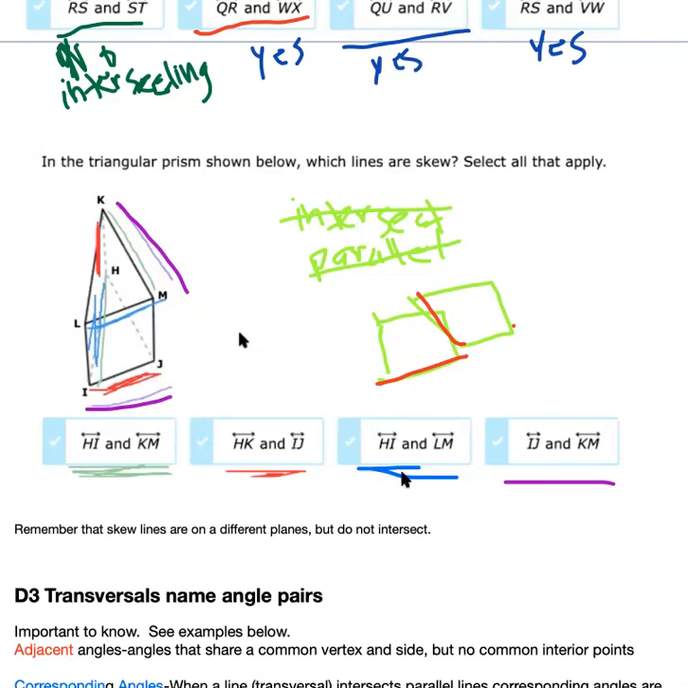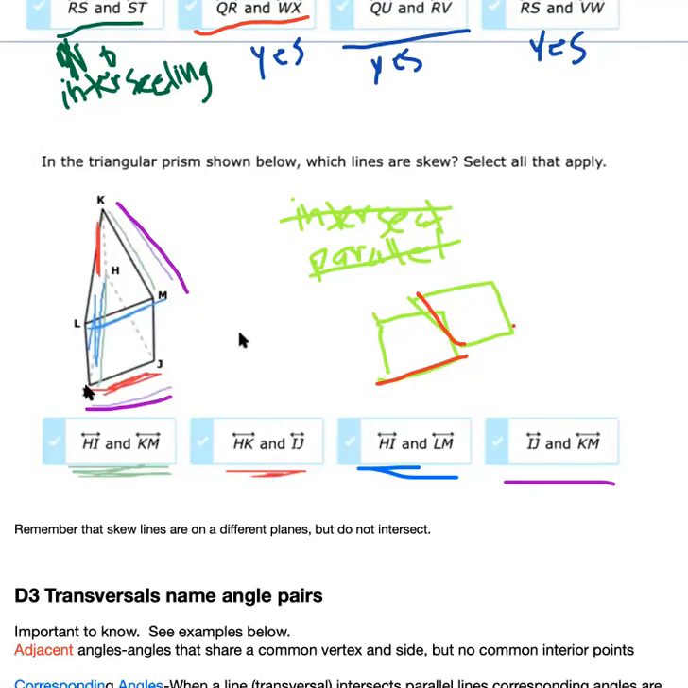Okay. We have the blue right here, HI and LM. HI is back here, the light blue. And then we have LM going across right there. So they're not touching either. This one is going left to right. This one's going forward to back from our perspective. They're not touching, they're skew.